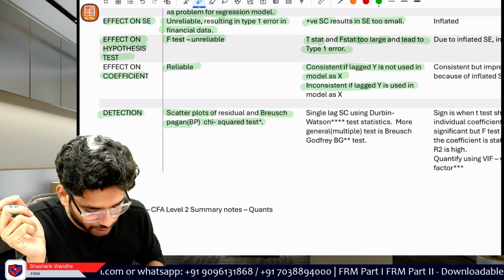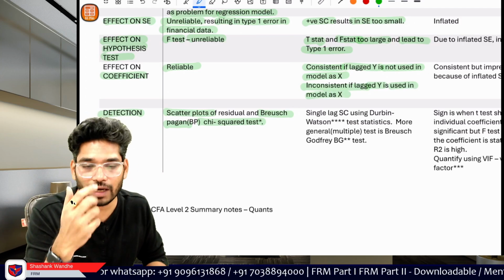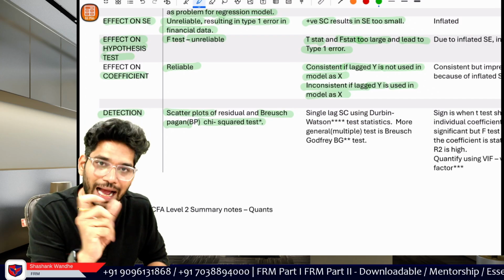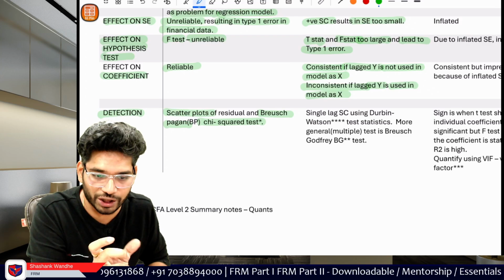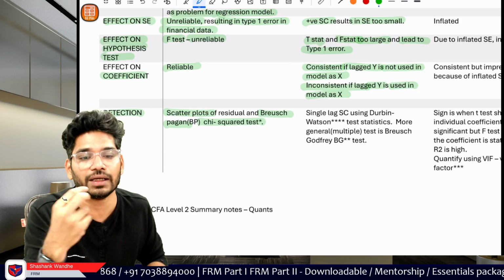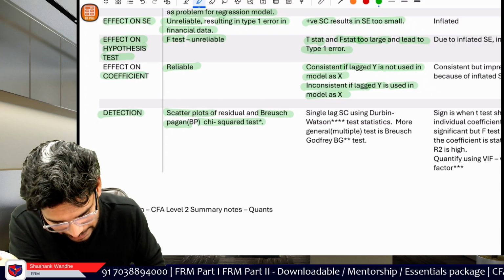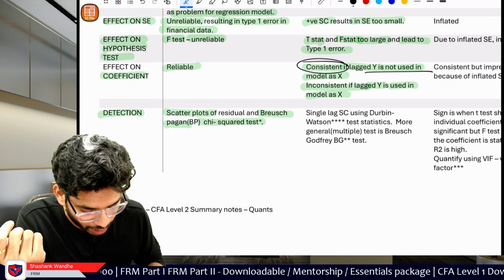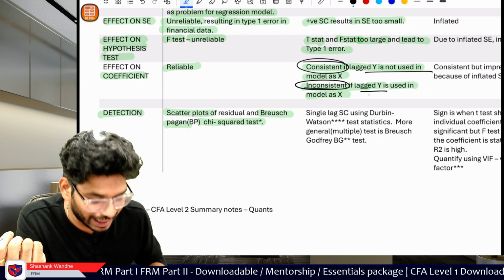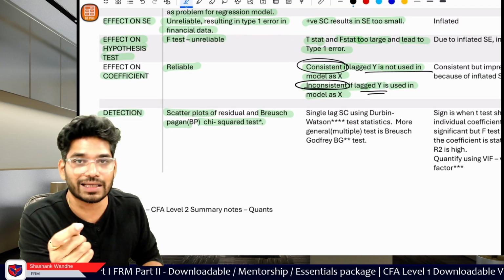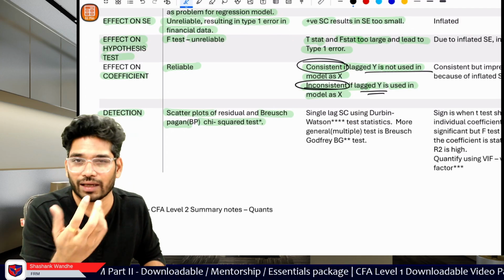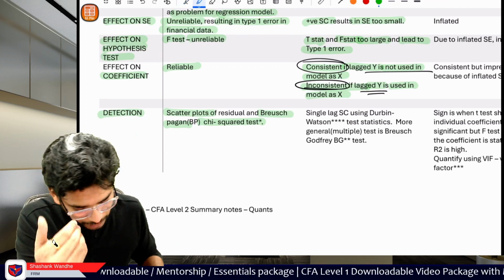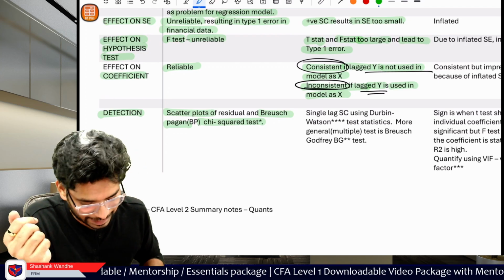Inconsistent if the lagged y is used in the model as x, that is, as an independent variable. So if you use the lagged dependent variable as an independent variable, then your coefficients will be inconsistent. So remember, it can be consistent if the lagged y is not used, and it will be inconsistent if the lagged y is used in the model. This happens in the time series model, and again, the time series is also regression only, but with time series data.